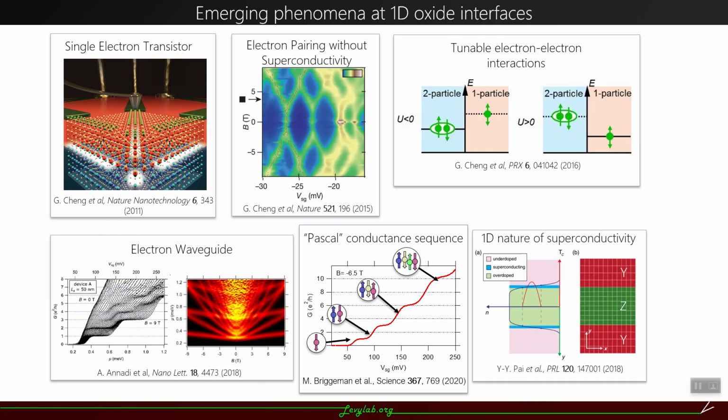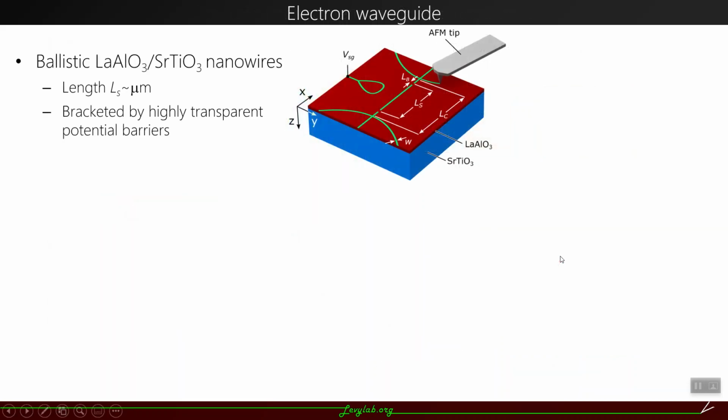From experiments on regular nanowires, we discovered the 1D nature of superconductivity at the interface, where the superconducting state is situated at the boundary between the nanowire and the nearby insulating region. Here we study thermal power in the electron waveguide.